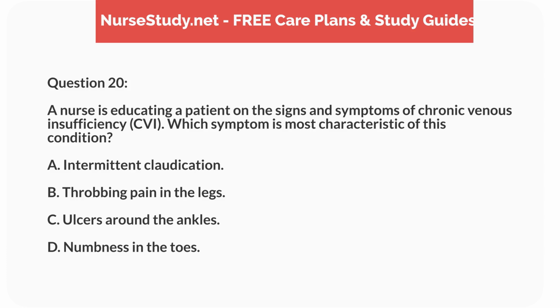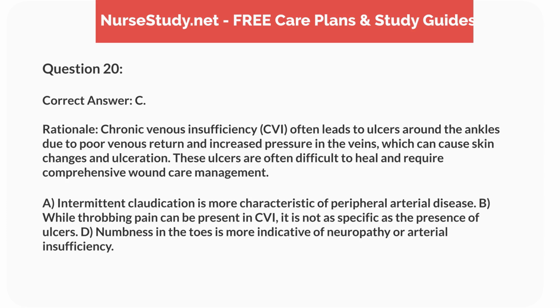Question 20. A nurse is educating a patient on the signs and symptoms of chronic venous insufficiency, CVI. Which symptom is most characteristic of this condition? A. Intermittent claudication. B. Throbbing pain in the legs. C. Ulcers around the ankles. D. Numbness in the toes. Correct answer: C.